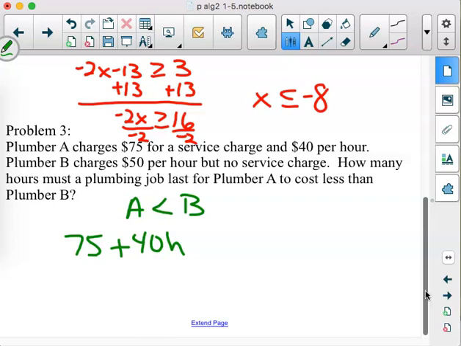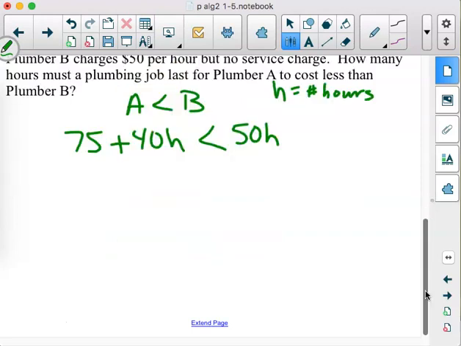Yes, I'm going to use H just so that we can keep our brains working on H's number of hours. Again, that's called defining your variable. Now we want to know, when is that less than? Was there a service charge for plumber B? Nope. Okay. So how much an hour for plumber B? 50 smackers, so 50H. When we solve this, we'll be able to answer our question.